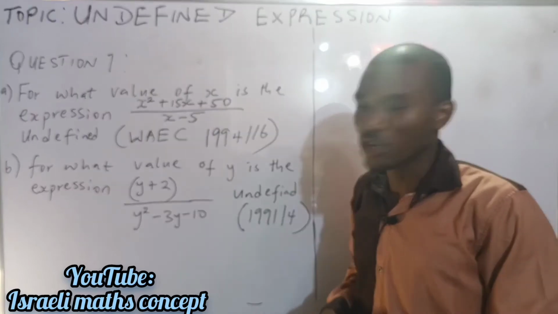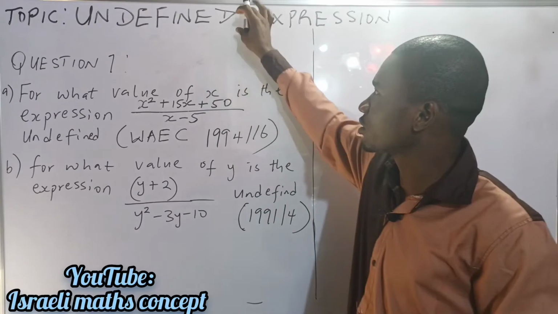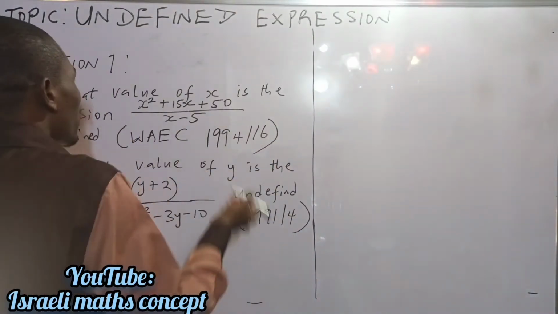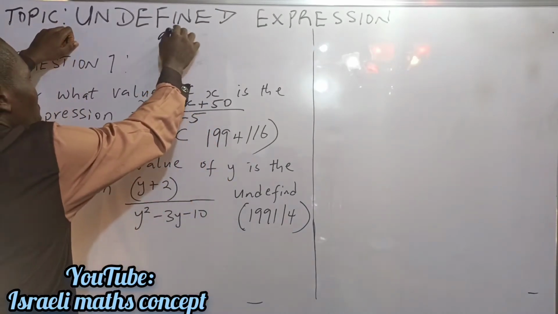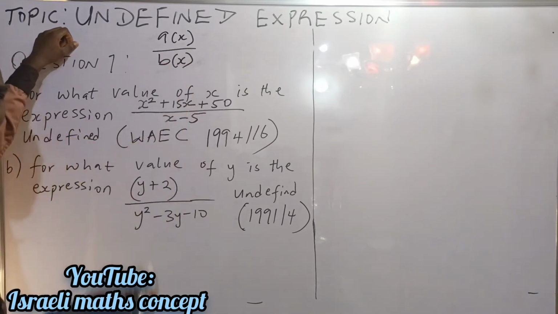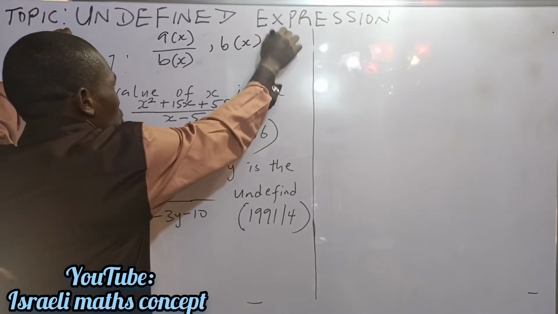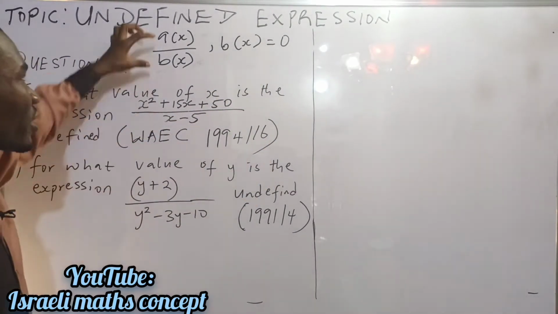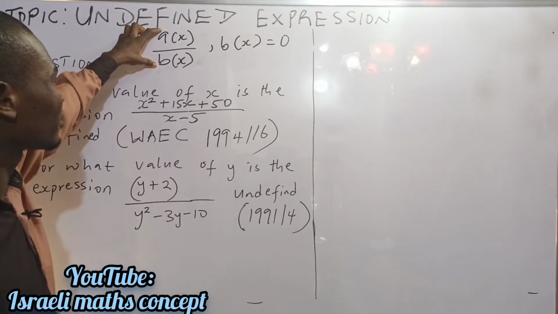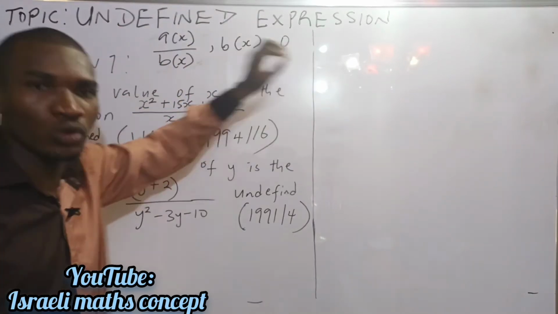But before I go in detail with solving those two questions on the board, I would love to explain what an undefined expression is all about. For an expression of the form a(x) over b(x) to be undefined, automatically b(x) should be equal to 0. So whenever you have an expression of this form, for this expression to be undefined, automatically the denominator part of the fraction should be equal to 0.